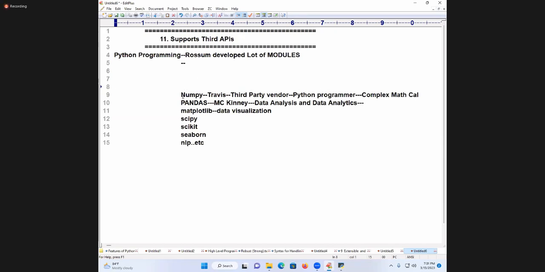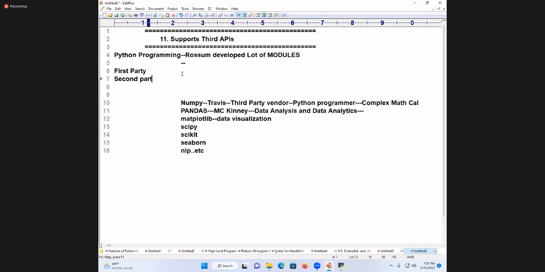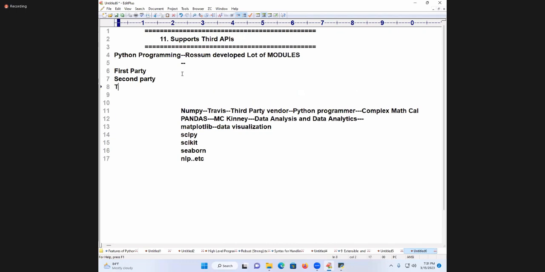These are not present in Python programming itself. Our Python program can use third-party APIs. What is the first party here? What is the second party? What is the third party? First party libraries, first party modules, are always language modules. All Python modules are called first party modules. Second party modules are the underlying OS libraries.